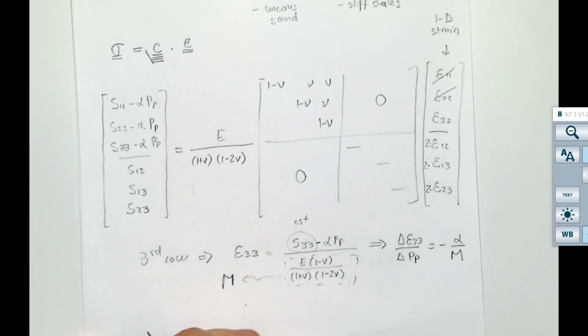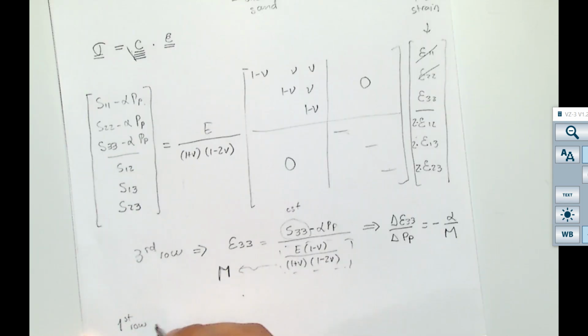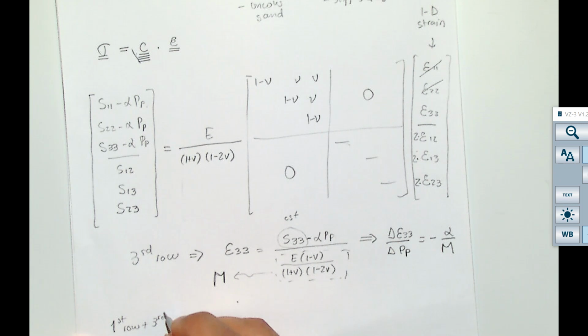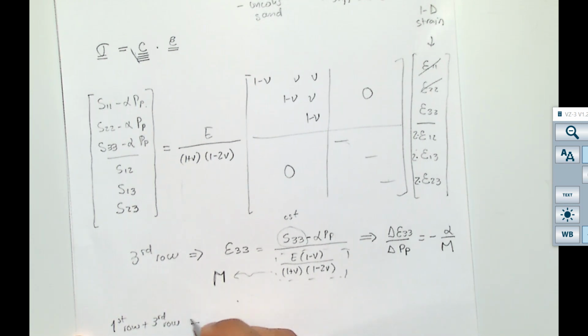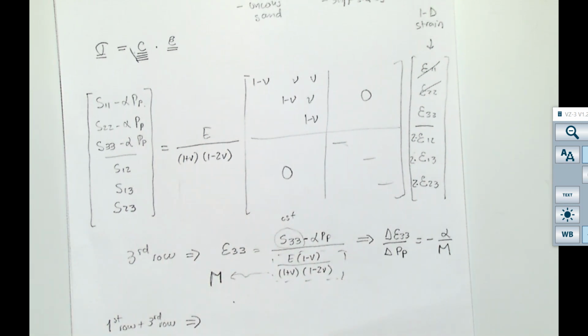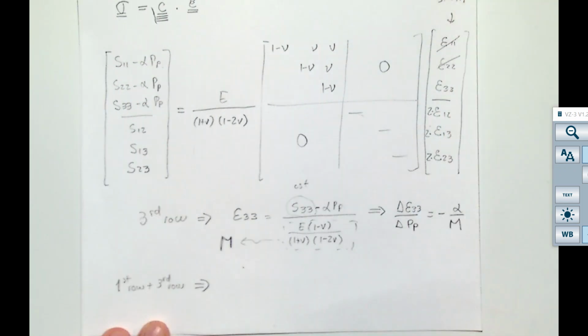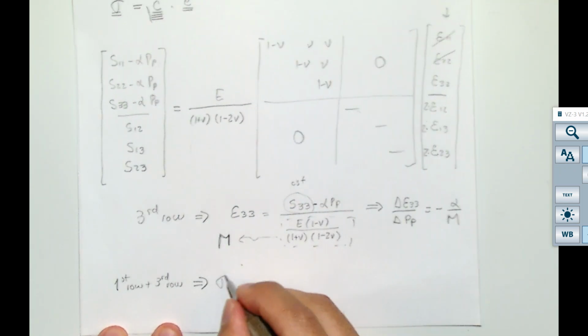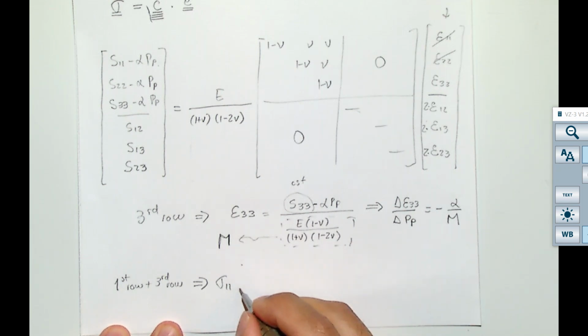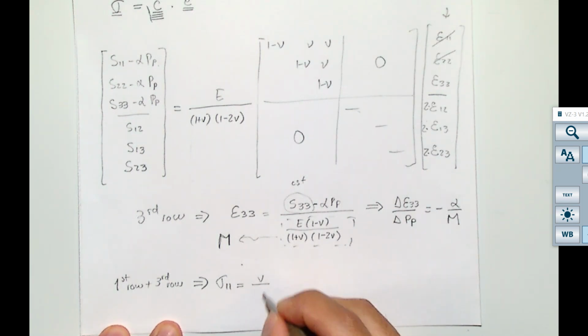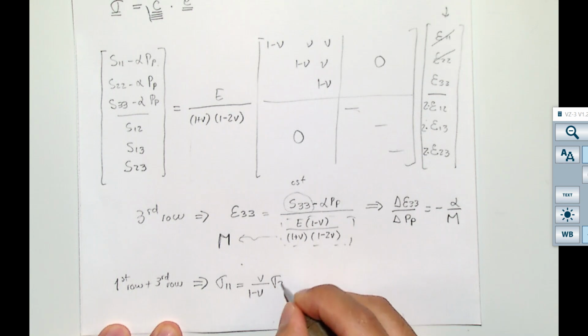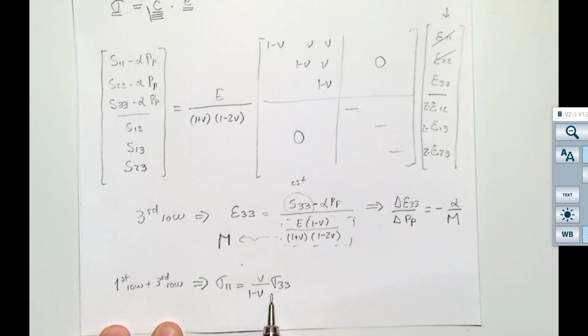And if I combine the first row and the third row, those two equations, I'm going to get to something that we already know quite well. That is that the horizontal effective stress is going to depend on the Poisson ratio through this coefficient that we already know.